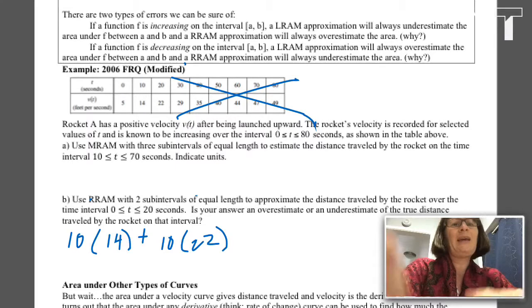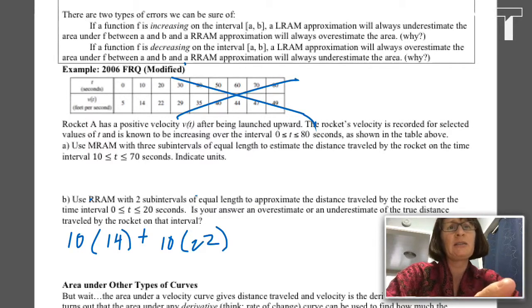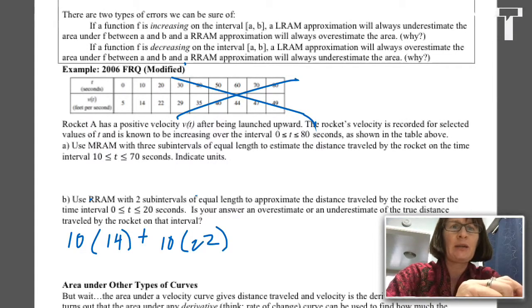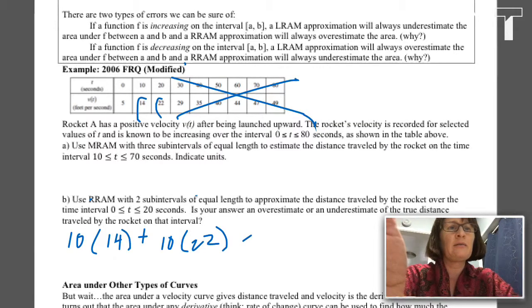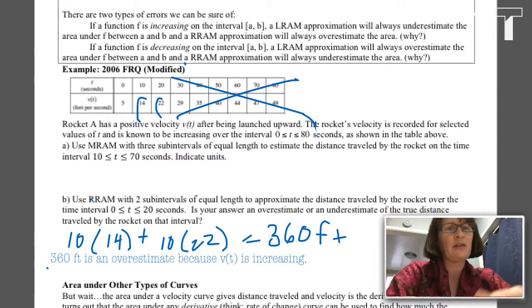Here we go with part B. Now I've been asked to use RRAM with 2 subintervals to estimate the distance the rocket travels over 20 seconds. So each rectangle is 10 seconds wide. The height of the first rectangle will be 14. That's from the right endpoint. The height of the second is 22. And I can figure this out. So my answer comes out to 360 feet, and I can answer their other question. 360 feet is an overestimate because V of t is increasing.